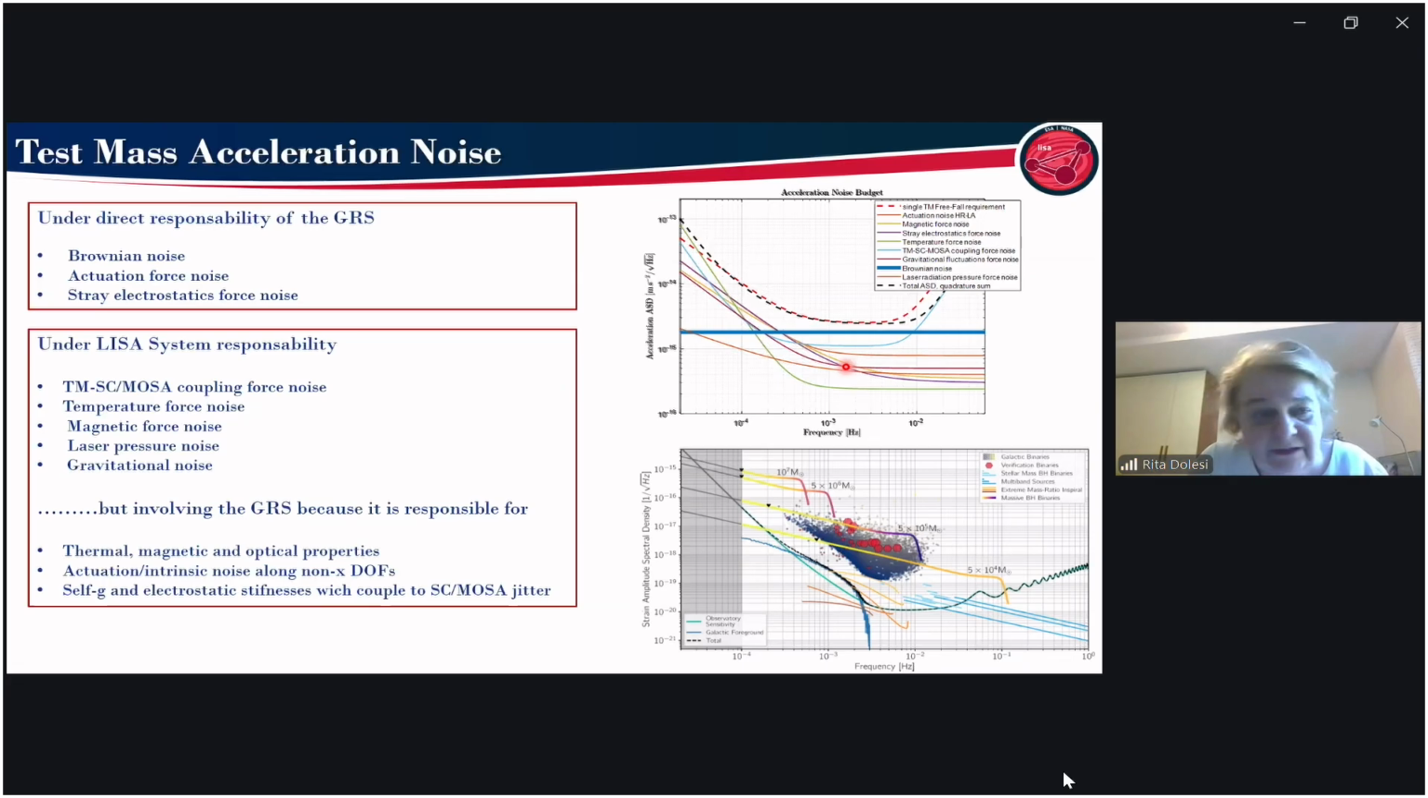These forces have a different role and limit the sensitivity of LISA in different frequency regions. So the Brownian noise is a limit in the region of the millihertz, while at lower frequency, other noise sources like acceleration noise, magnetic force, stray force, electrostatics start to dominate in the lower part of the LISA measurement band. Below the LISA measurement band, temperature fluctuation and the coupling force noise with the spacecraft and MOSA set the limits of the expected sensitivity.